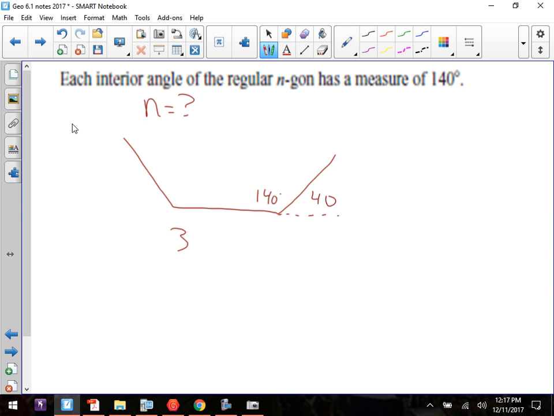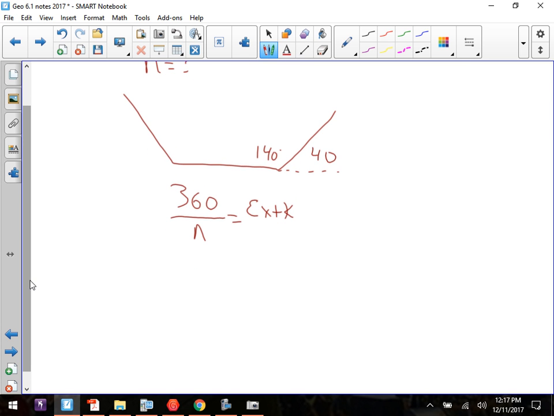Remember, 360 divided by the number of sides equals the exterior angle. Okay, insides and outsides are always supplementary. Which means you do this. 360 divided by what is 40?